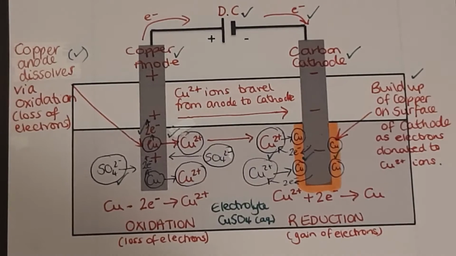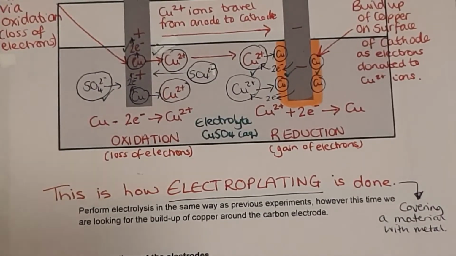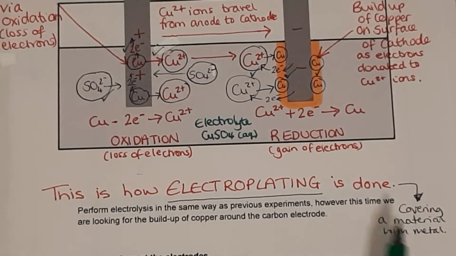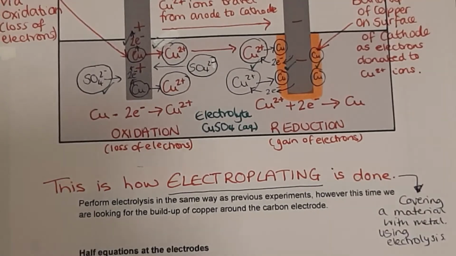Okay, so moving on. So as I've said, this is how electroplating is done. Now, electroplating is covering a material with metal, okay, using electrolysis. And I will add that part. Okay, so make sure you've got all that information written down, please.